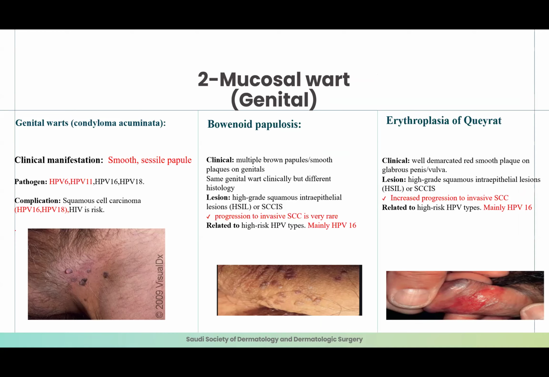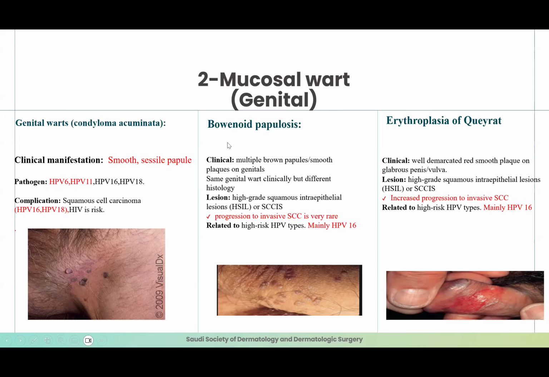First one, genital wart called condylomata acuminata, characterized by smooth sessile papules. Most of the time, it's going to be caused by HPV 6 and 11. And as we have mentioned earlier, it might increase the risk for squamous cell carcinoma, especially in HIV patients.